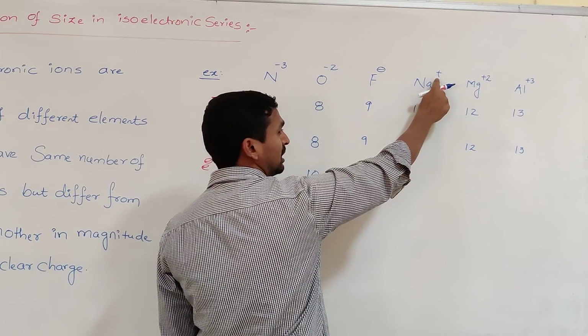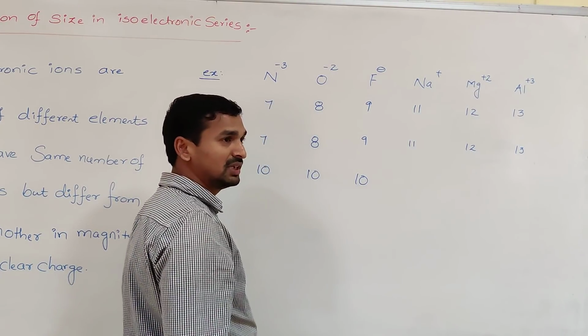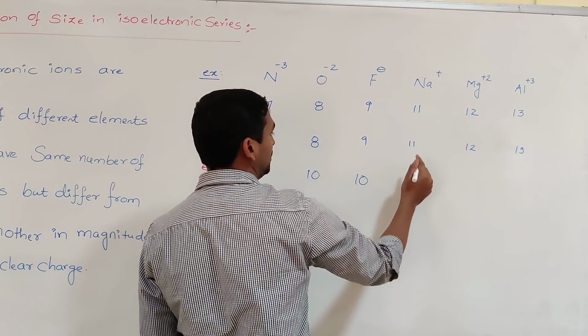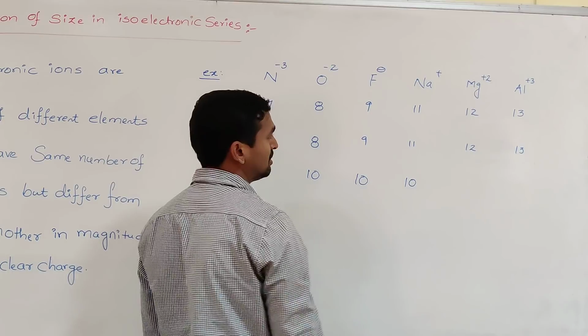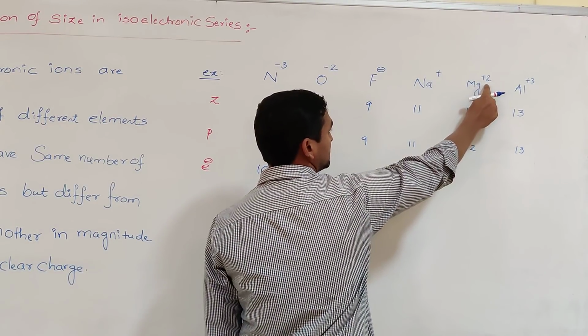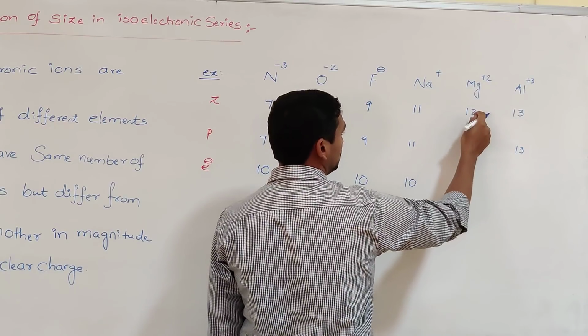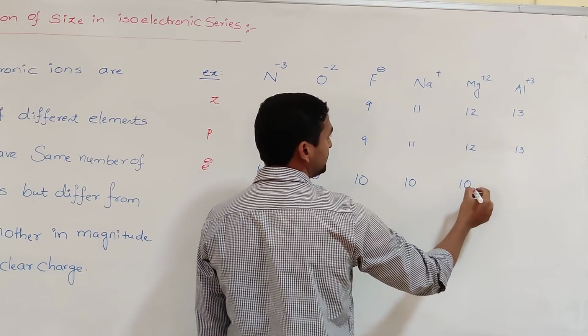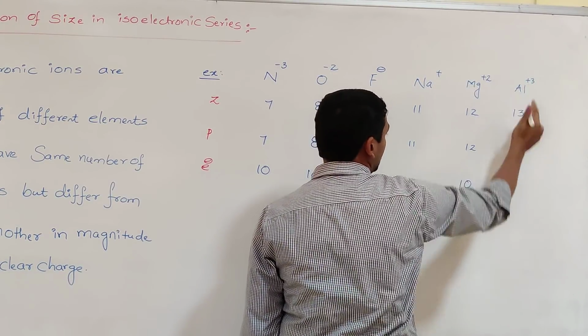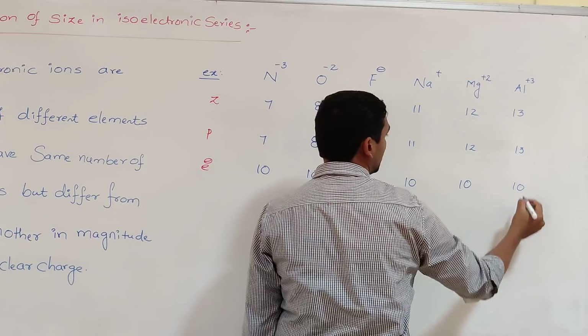Now the positive charge is carried by the atom whenever it loses electrons. Your plus 1 is there, that's why it is losing 1 electron from the sodium. So it has 10 electrons. Magnesium, carrying the plus 2 charge, indicates it loses 2 electrons. So 12 minus 2, that is 10.